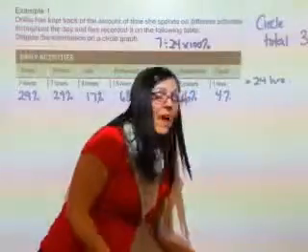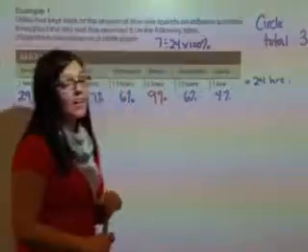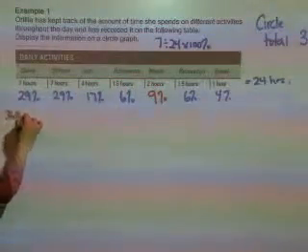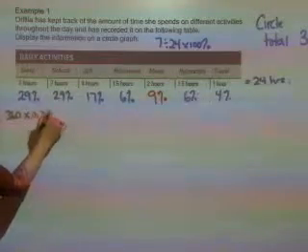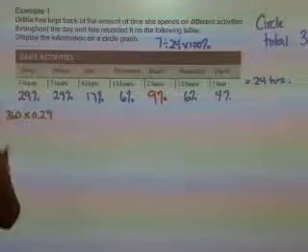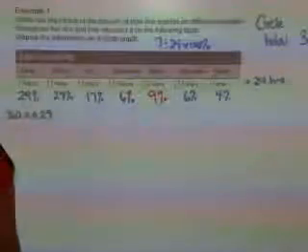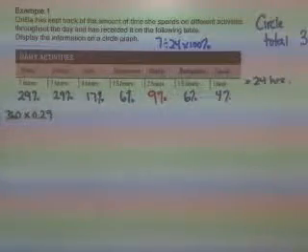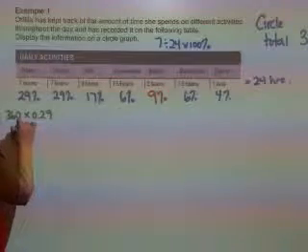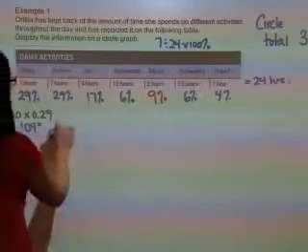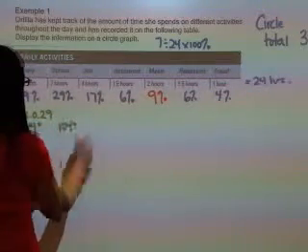So to determine what that would be in terms of my degrees, what I would do is take 360 and multiply it by that 0.29, converting my percentage to a decimal. And when I do that, what do you get? 104 degrees, which means school would also be 104 degrees.